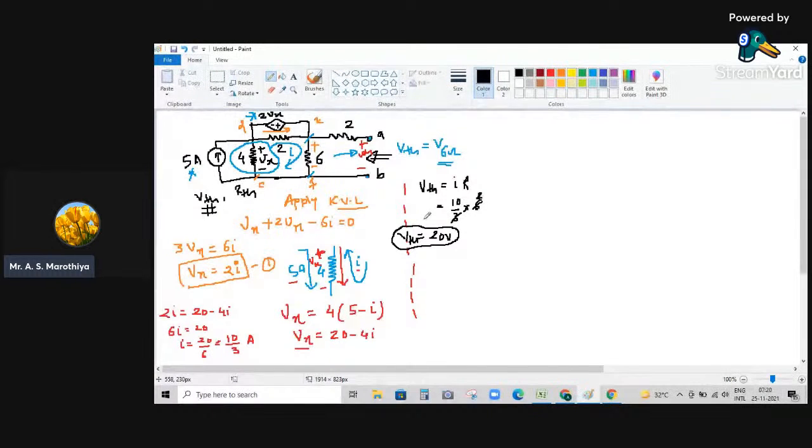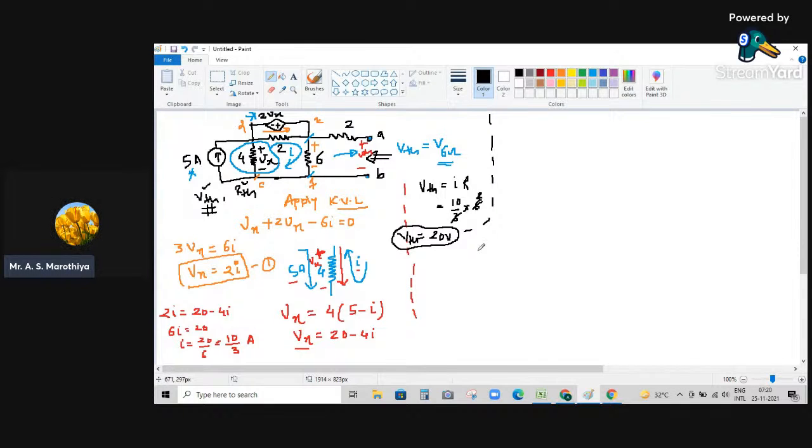Our objective is to find the value of Thevenin's equivalent circuit of this network, and for that we need to find the value of VTH followed by RTH, and finally we got the value of VTH as 20 volt for this particular case. Now let us try to find out the value of RTH. How to find the value of RTH? Now see here, in order to calculate the value of RTH, we need to apply deactivation rule.